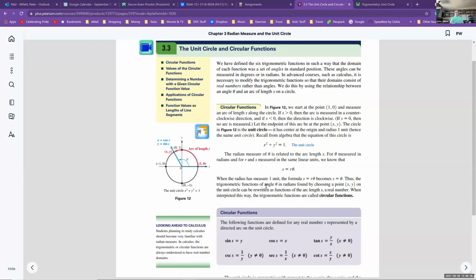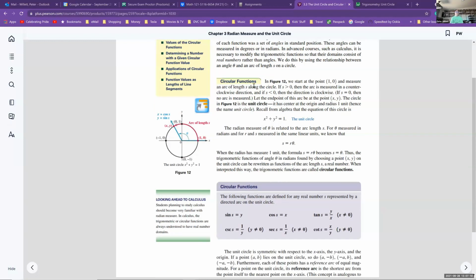So then it says, thus the trigonometric functions of an angle in radians found by choosing a point X and Y on the unit circle can be rewritten as functions of arc length S, a real number. When interpreted this way, the trigonometric functions are called circular functions. So this thing they're saying they're going to introduce, the circular functions, that's just another name for the trig functions we've already been working with. And this is just another way to rename the angle theta in radians as an arc length instead of as an angle radian measurement. And so then what do they do?